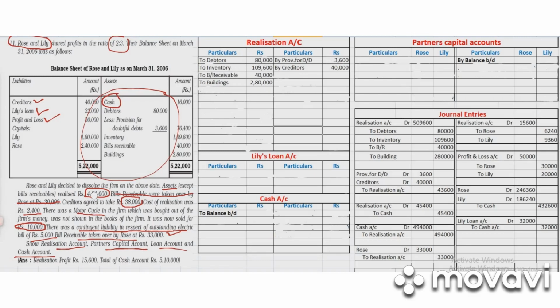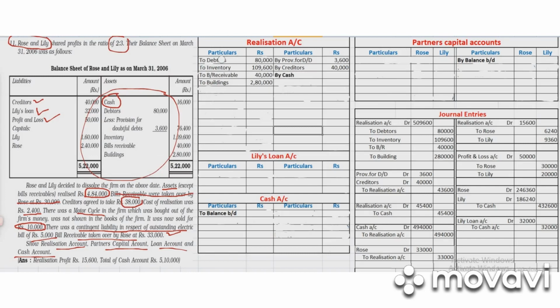Now come to the adjustment. Here it is said all the assets except bills receivable. So don't consider the bills receivable of 40,000. Except that, all the other assets, debtors, inventory, buildings, collectively were realized for rupees 4,84,000. That means all the other assets, debtors, inventory, that means stock, and buildings, were sold in the market and 4,84,000 received. So this money you put here by cash first, right?